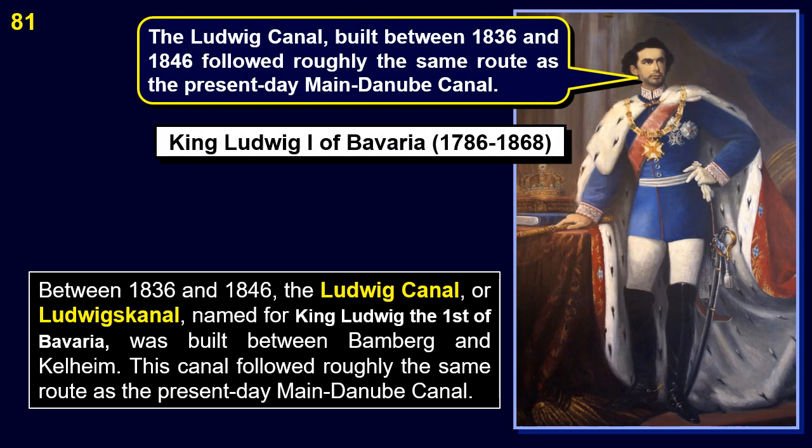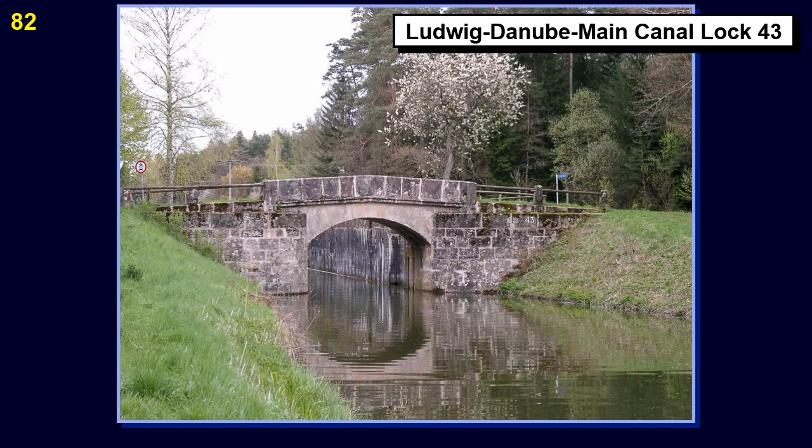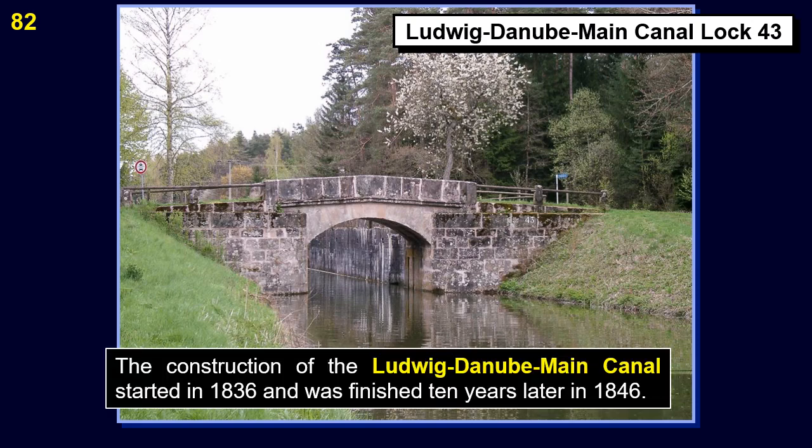Between 1836 and 1846, the Ludwig Canal, or Ludwig's Canal, named for King Ludwig I of Bavaria, was built between Bamberg and Kelheim. This canal followed roughly the same route as the present-day Main-Danube Canal. The construction of the Ludwig-Danube-Main Canal started in 1836 and was finished 10 years later in 1846.